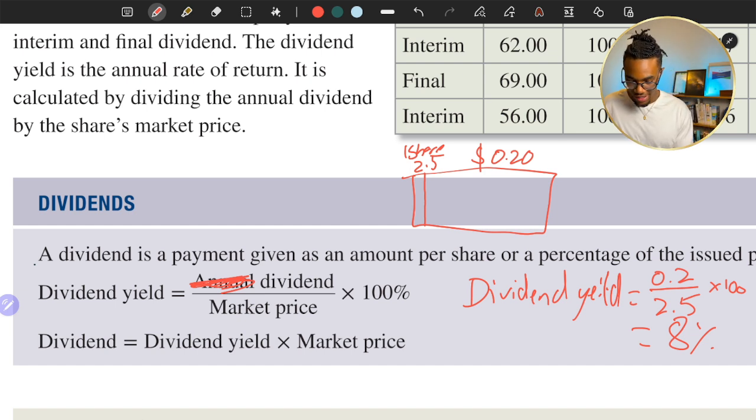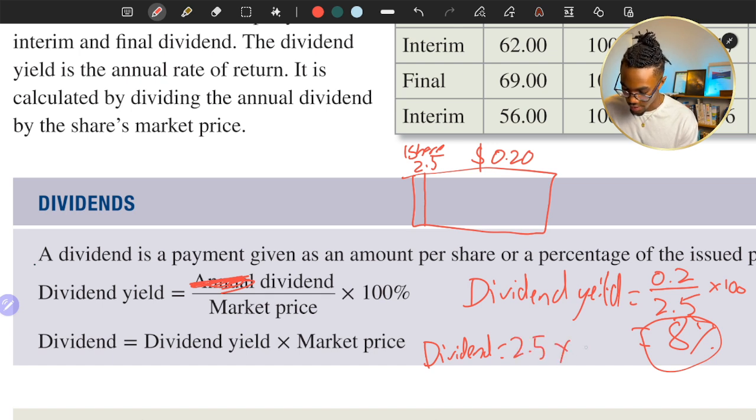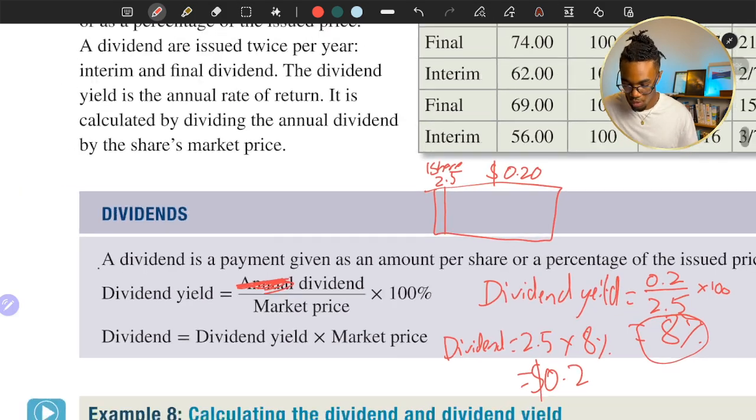Dividend is calculated by multiplying the yield by the actual market price. So if our yield is 8% of 2.5, our dividend is going to equal 2.5 times 8%. We put that in the calculator again and we get $0.2. Right, so let's get into some questions on these.